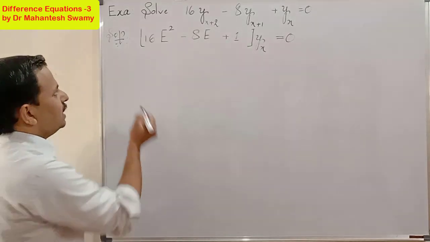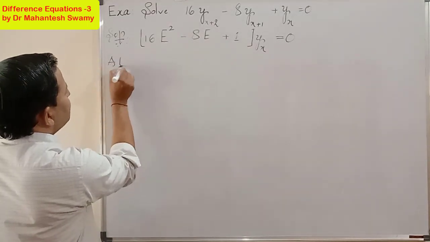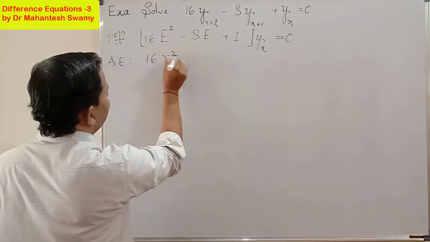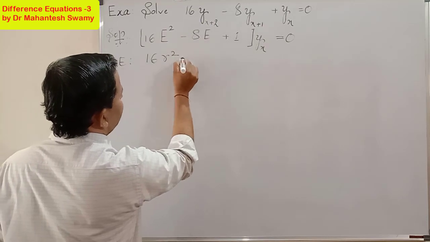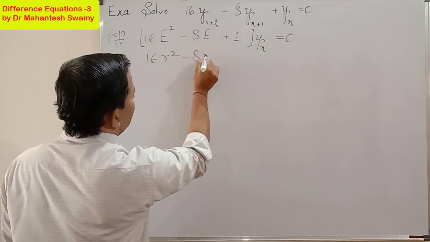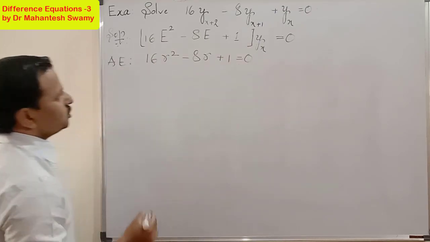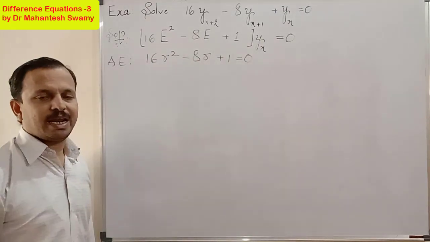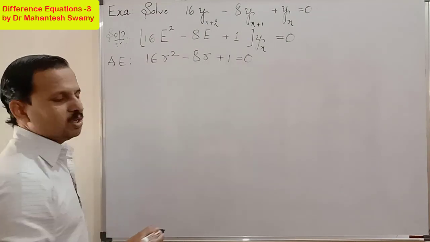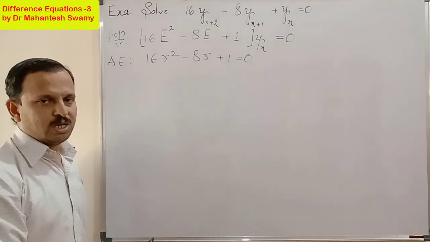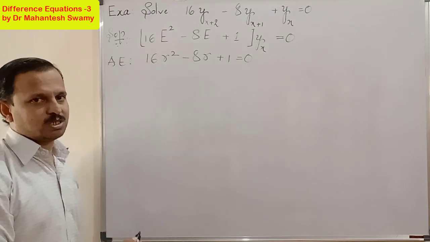After expressing like this, we can very easily write the auxiliary equation simply by replacing E with r. Wherever E is there, let us write r. So it is 16r square minus 8r plus 1 equated to 0. So now it is a quadratic equation, an algebraic equation in r. Now we have to solve this equation for r. So let us see whether the factorization is possible or not.